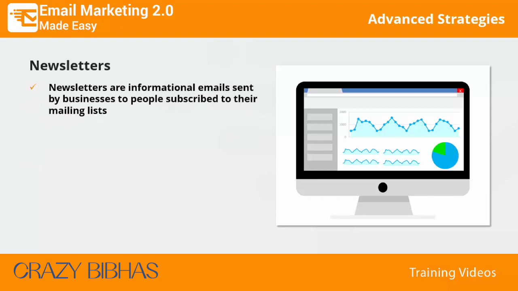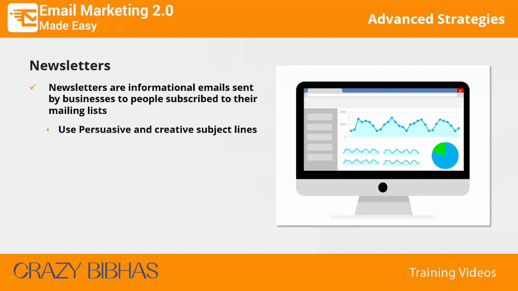Newsletters. Newsletters are informational emails sent by businesses to people subscribed to their mailing lists. These informational emails are used to send people information about promotions, new products, and general updates. Up to 90% of people prefer to be updated about businesses through email. So here are some tips for writing results-oriented newsletters.